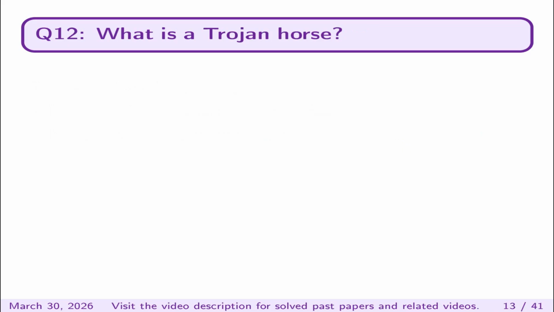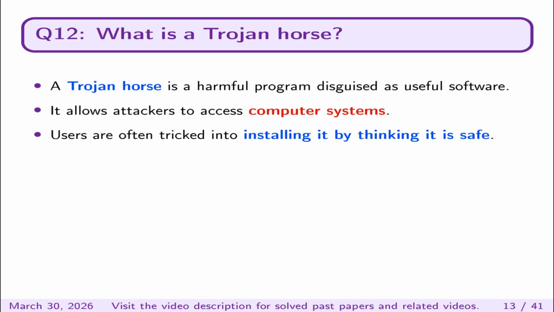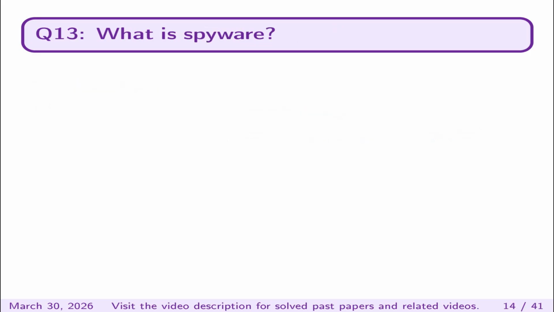Question number 12. What is a Trojan horse? A Trojan horse is a harmful program disguised as useful software. It allows attackers to access computer systems. Users are often tricked into installing it by thinking it is safe.